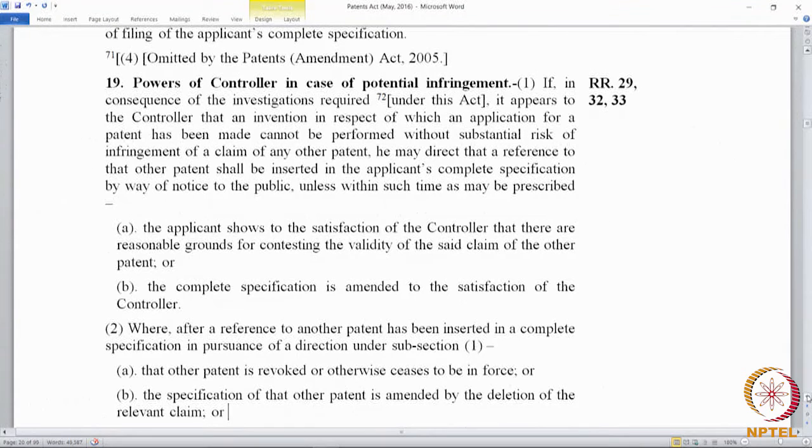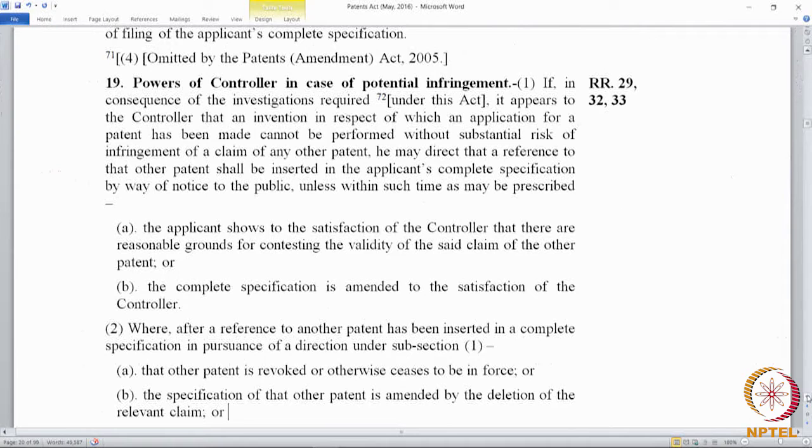Section 19, powers of controller in case of potential infringement. Just as the controller has powers in case of anticipation, where the controller feels that the invention as filed by the applicant could be anticipated by some prior art, the controller can communicate the objections to the applicant. The applicant can either satisfy the controller saying that the priority is not affected by the prior art, or he can carry out amendments. Or there could also be a reference in certain cases inserted by the controller.